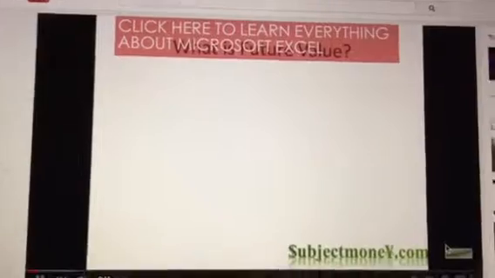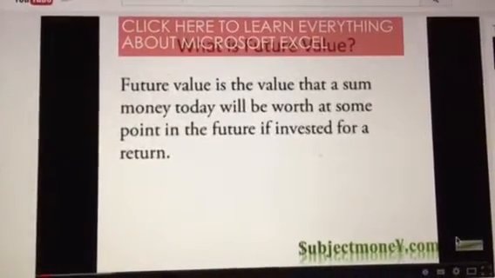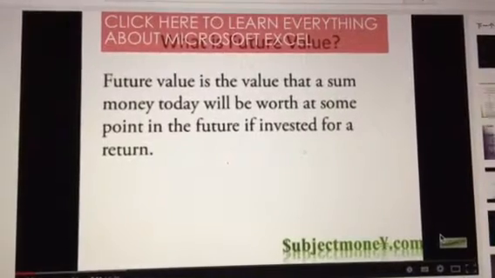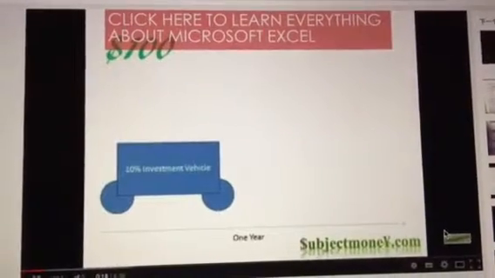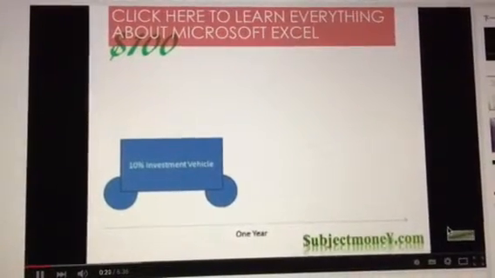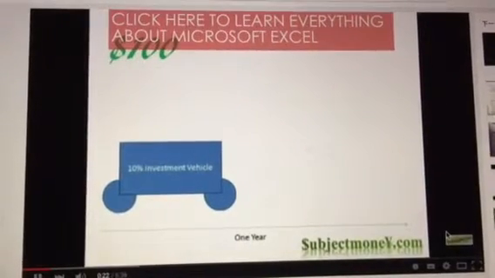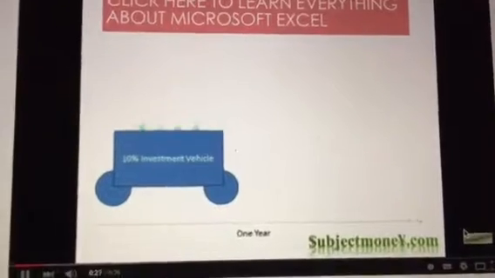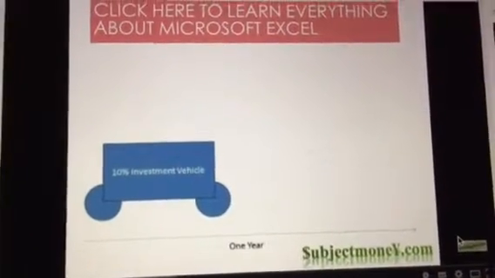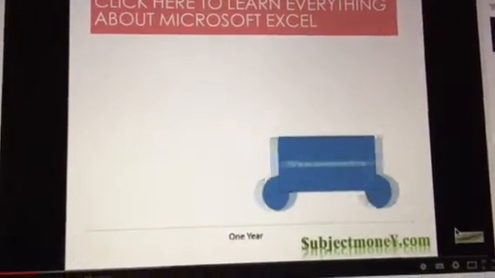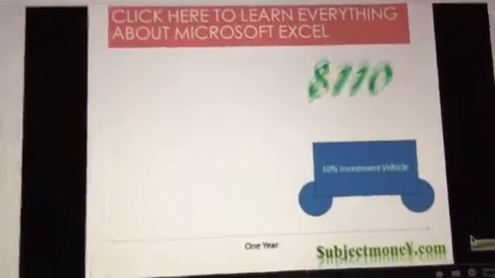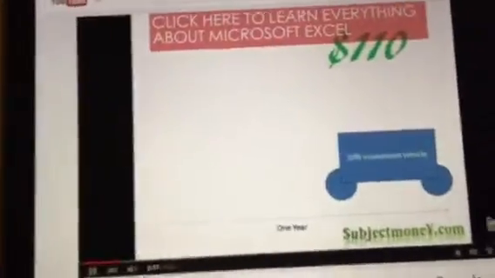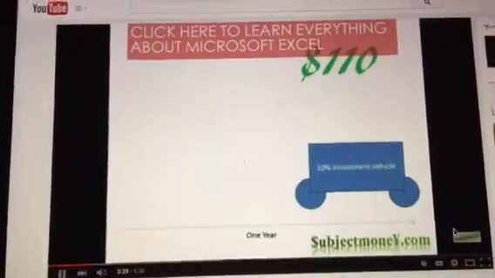What is future value? Future value is the value that a sum of money today will be worth at some point in the future if invested for a return. Suppose you have $100 today and an investment opportunity that offered you a 10% return if held in that investment for 1 year. If you were to put your money in that investment and let it grow at 10%, it would be worth $110 in 1 year. This means that the future value of your $100 in 1 year is $110.